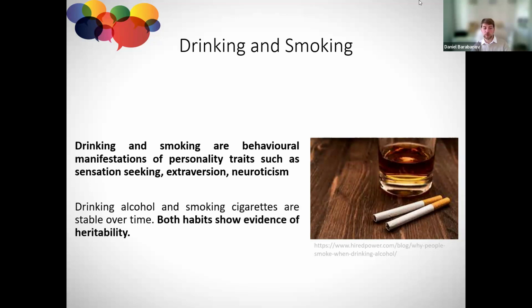Both drinking alcohol and smoking cigarettes are very stable over time and show evidence of heritability. And actually, it corresponds with a lot of observations. If your parents smoked or had problems with alcohol abuse, you might inherit those problems. So we see that it runs in families. And now we know that it's also connected with genetical predispositions. So people who have this genetical predisposition should be more careful and mindful of their behavior because it's important for their health and well-being.